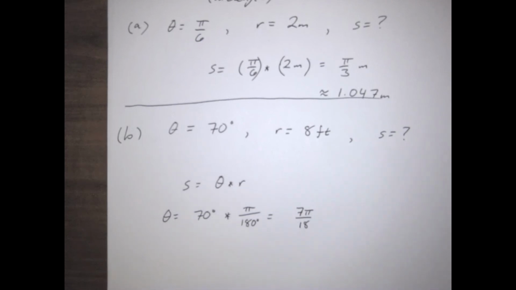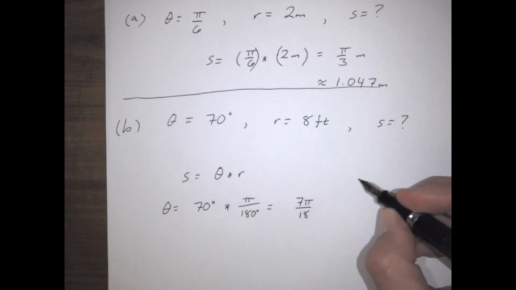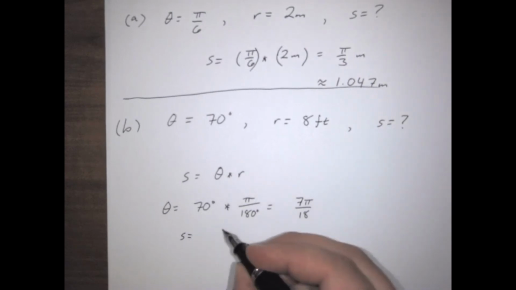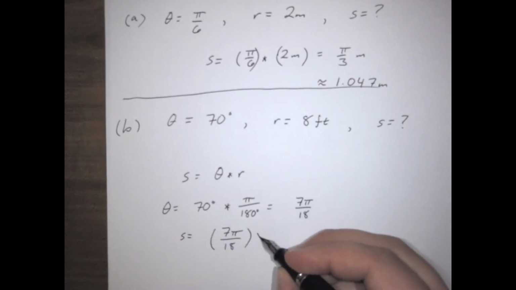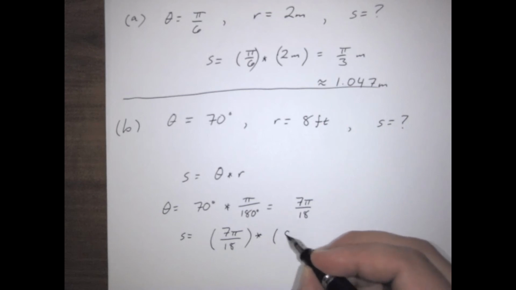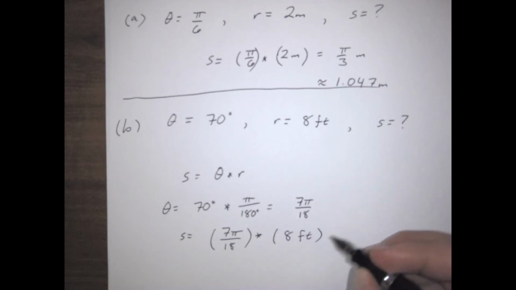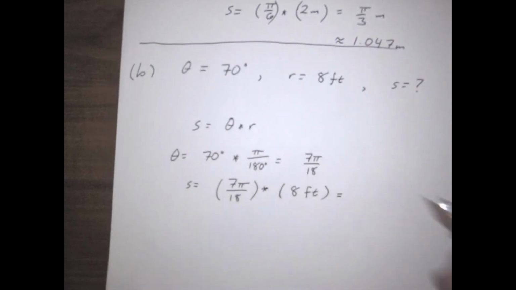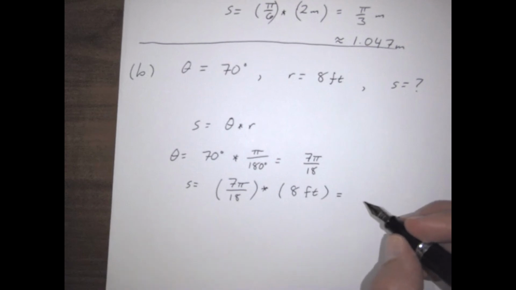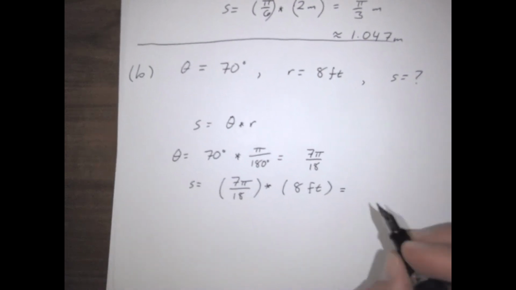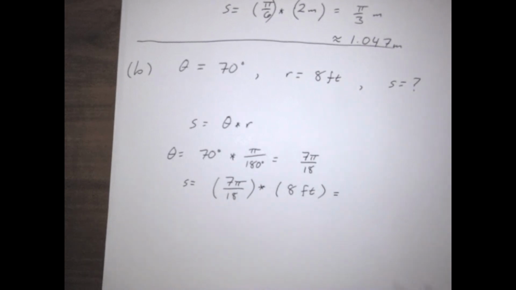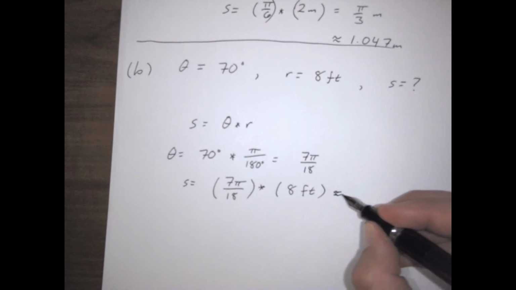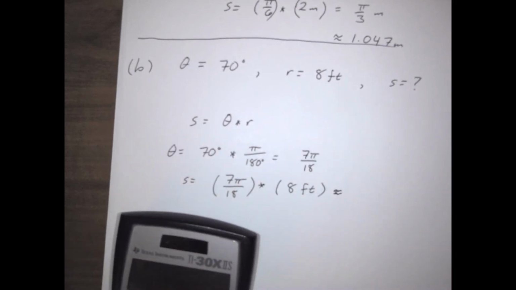radians. So they both have a factor of 10, is the cancellation that I did, which means then S is equal to 7 pi over 18 times 8 feet. And that's going to equal, so I mean, if I wanted to calculate it, like reduce it beforehand, I could, but there's not really any point in doing that. So let's just plug it in and find the answer.